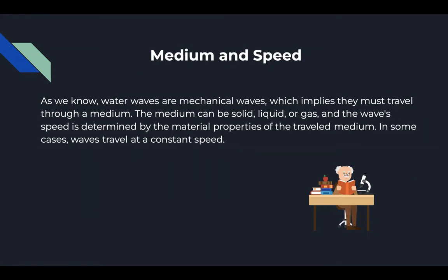As we know, water waves are mechanical waves, which implies they must travel through a medium. The medium can be solid, liquid, or gas, and the wave speed is determined by the material properties of the traveled medium. In some cases, waves travel at a constant speed. For our project, the medium in our experiment is liquid, and that is the water in the pool.